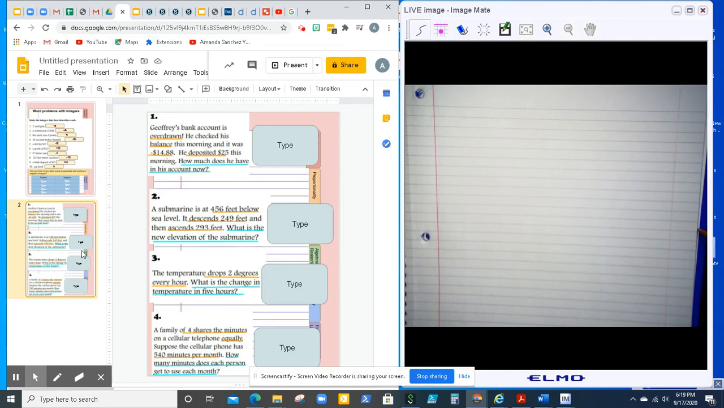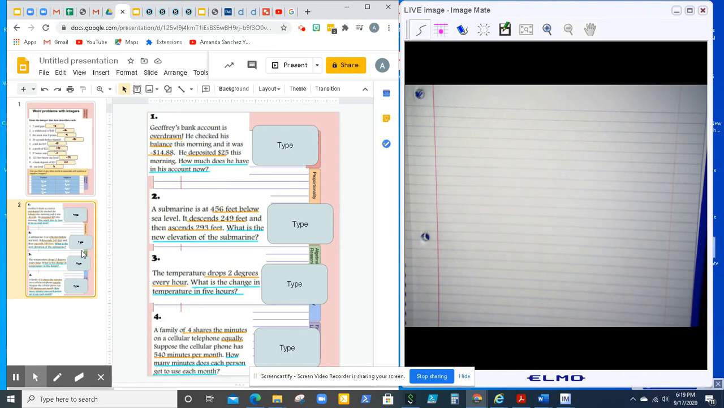The first one, Jeffrey's bank account is overdrawn. He checked his balance this morning and it was negative $14.88. He deposited, so that means he put money into his account. He put $25 in his account this morning. How much does he have in his account now? So I underlined all the keywords, and then in a different color, I underlined the question.